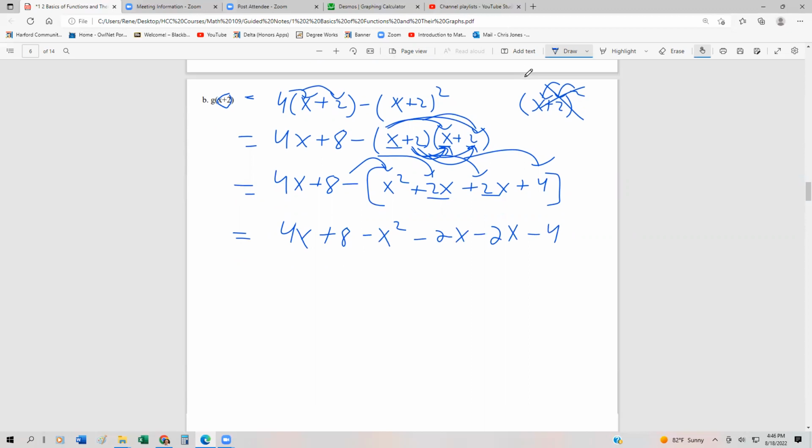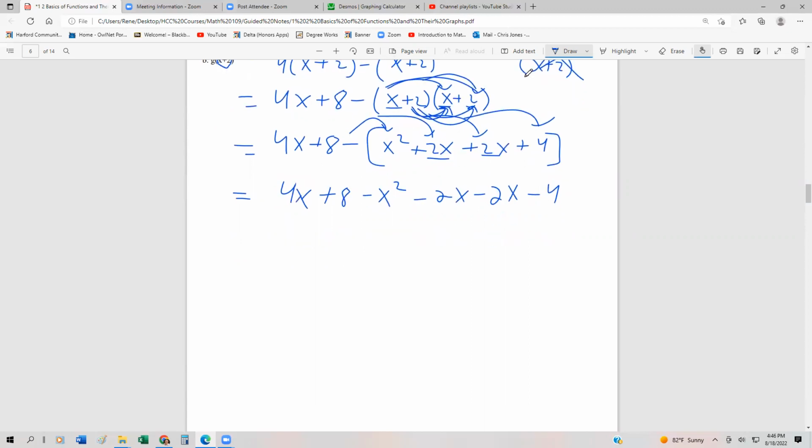And then finally, we can combine the like terms. The only like terms are going to be the x terms. So we have 4 minus 2 minus 2, and those all just cancel out because we get 4 minus 4. And then the other terms are the constants. So we have 8 minus 4, and that's going to be a positive 4.